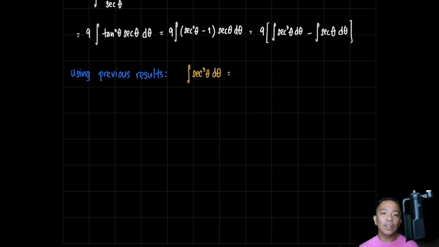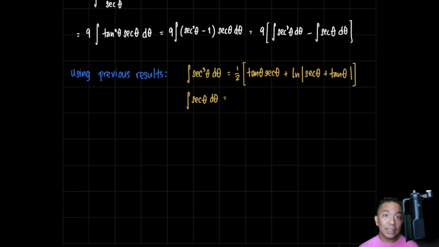The integral of secant cube theta, if you will go back to the video or if you will just allow me to remind you, will be 1/2 times the quantity tangent theta secant theta plus the natural logarithm of the absolute value of secant theta plus tangent theta. Siyempre may plus c pa dyan, pero we're taking it out muna. Mamaya na natin siya ilagay. And of course, the integral of secant theta is the natural logarithm of secant theta plus tangent theta.